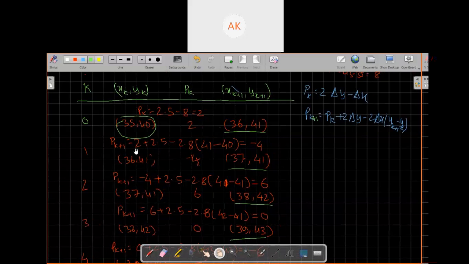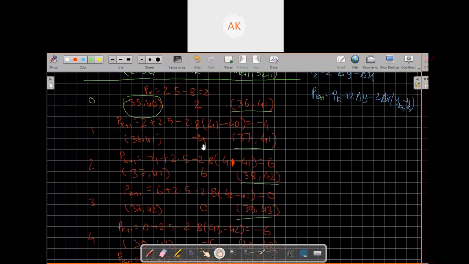Put the value pk, which is 2, you calculated, plus 2 into delta y, which is 5, minus 2 into delta x, which is 8, into yk plus 1. Yk plus 1 is 41 minus yk, which is 40. Calculate the value, you will get minus 4. Put this value minus 4 here and calculate the next coordinates.